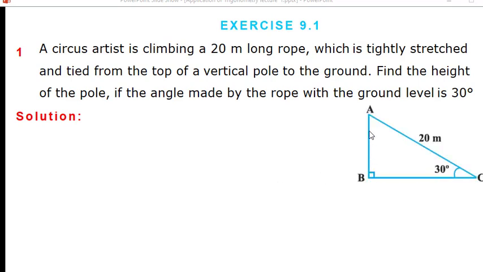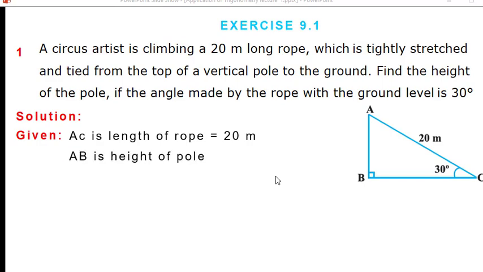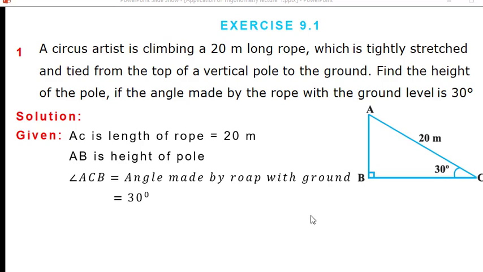Here AB is pole and AC is the rope. So what is given? AC, the length of the rope is given 20 meter. AB is the height of pole, and we have angle ACB which is 30 degree. So angle made by rope with the ground is 30 degree. And what I have to find? I have to find height of the pole. This height of the pole needs to be found out.